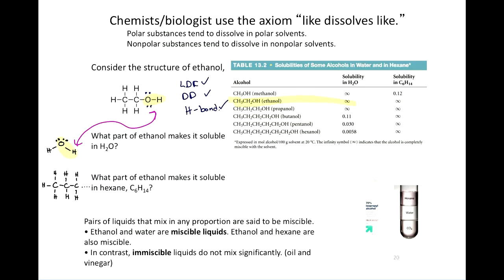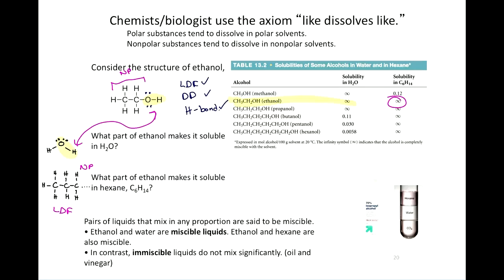But the interesting thing is that ethanol also is infinitely soluble in hexane. Hexane is a hydrocarbon. So what is the only IMF present in hexane? Just LDF. Because it's nonpolar, does hexane do dipole-dipole? Does it do hydrogen bonding? Nope. But why on earth does ethanol also dissolve in hexane? Let's look at the other parts of ethanol. Ethanol has an OH group, but it also has this hydrocarbon part that is also nonpolar. So we need to consider the entire structure here.